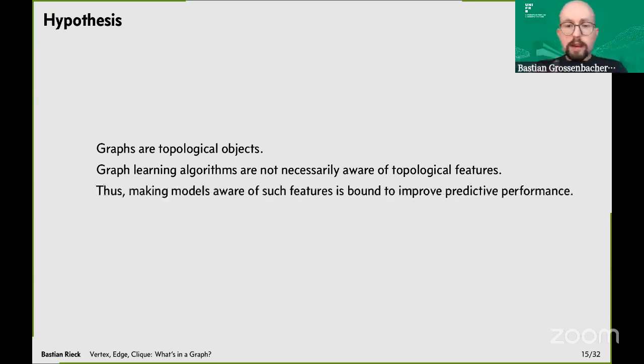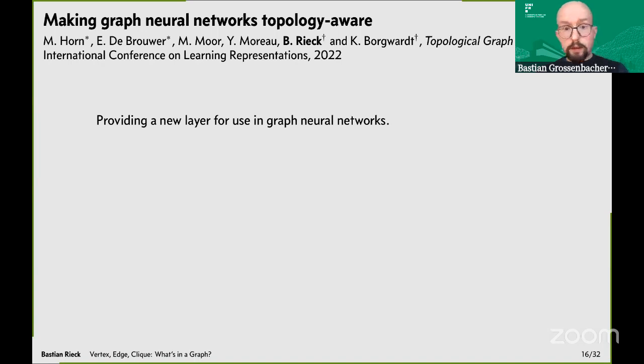So the idea that we make a model aware of such features should thus probably help in improving predictive performance, because we have a model that is now aware of more things that are going on in the data, and so this should increase performance. And indeed, we did that.